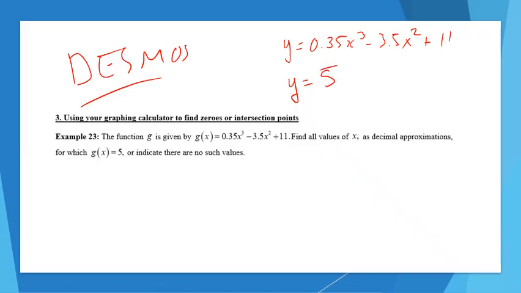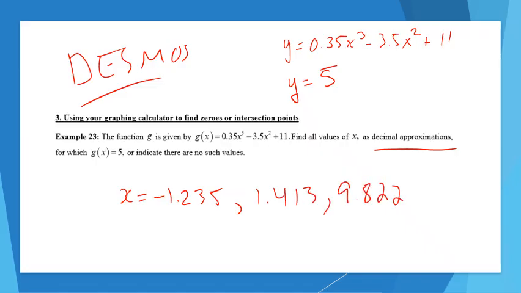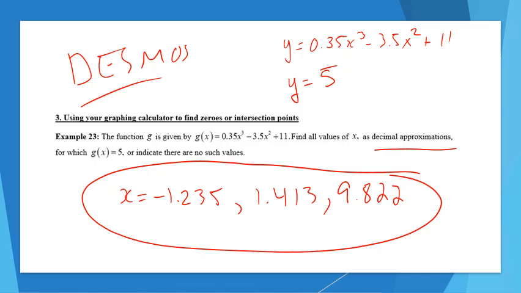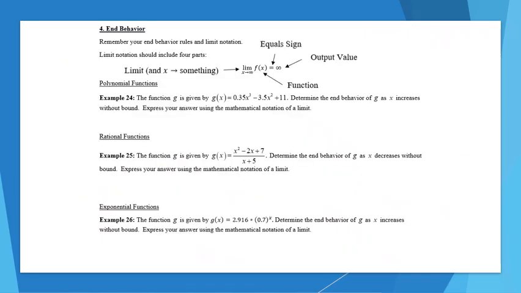You may have multiple. In this case, you should have 3. And so here it should be x equals -1.235. And so we want decimal approximations. 1.413 and 9.822 should be our 3 values of x there.